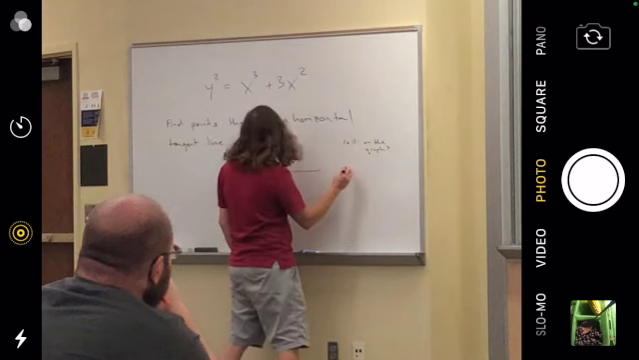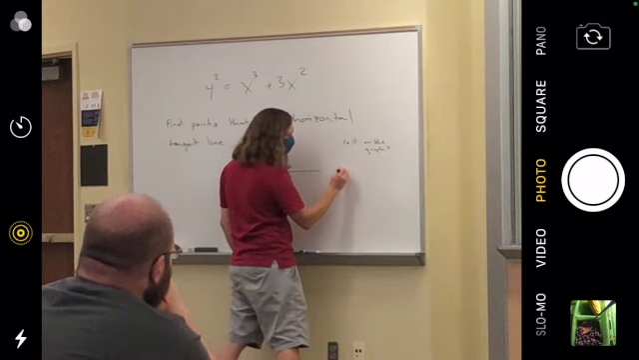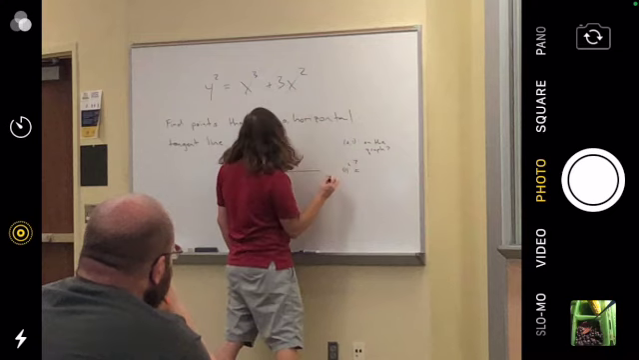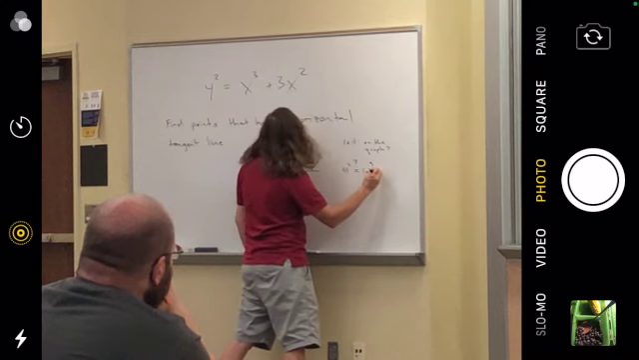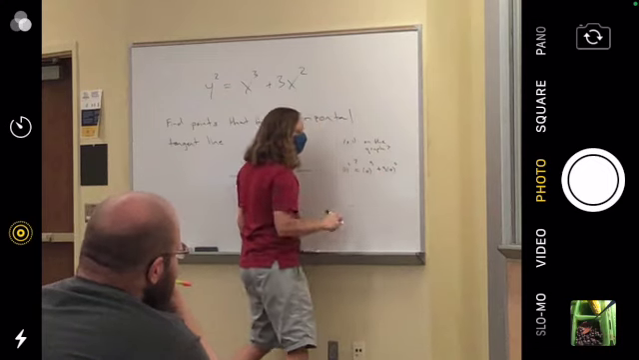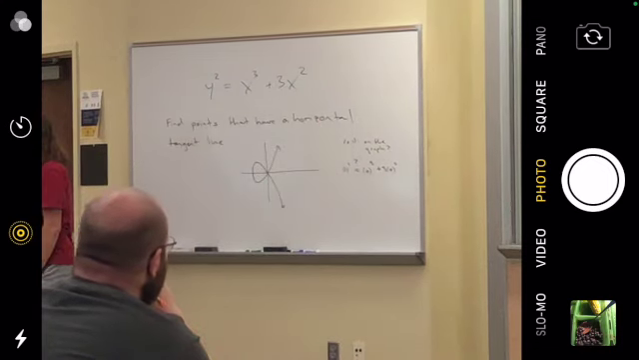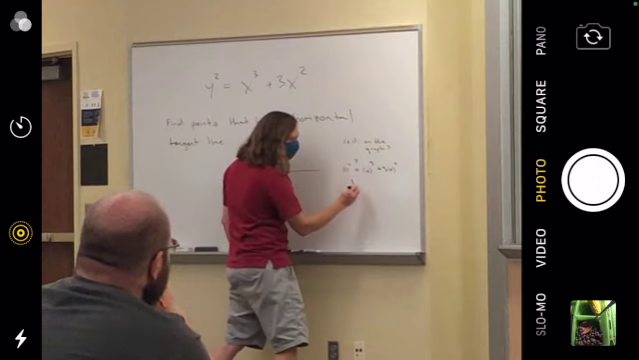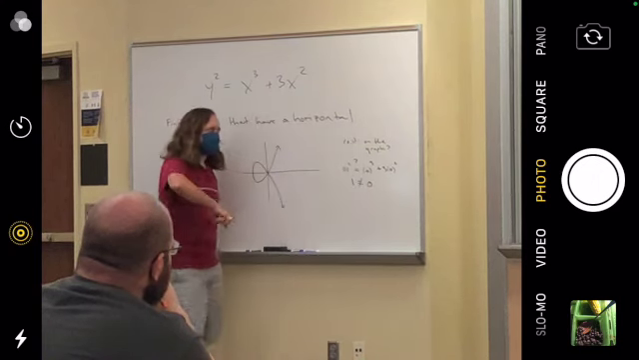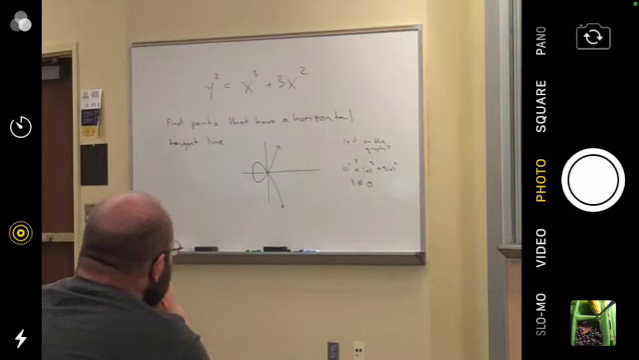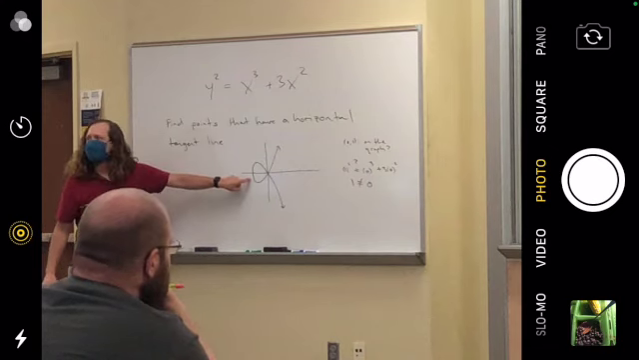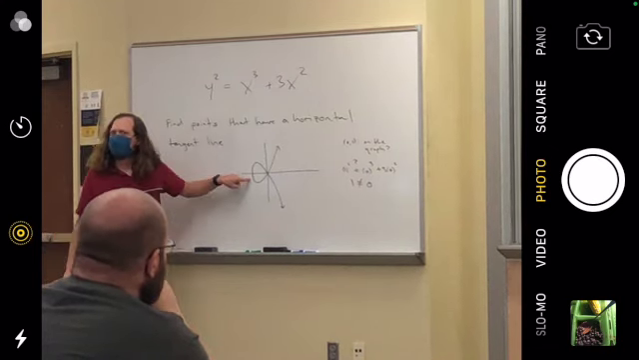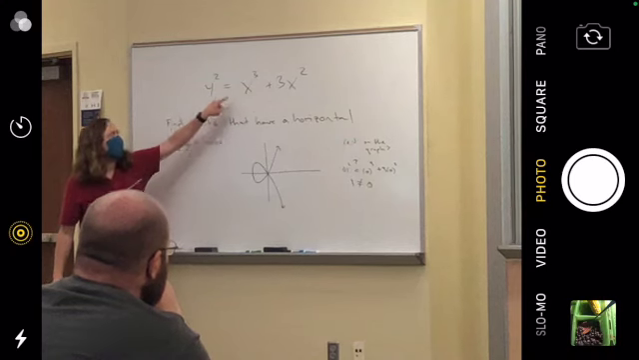So y is equal to 1, so I get 1 squared. Is this equal to 0 cubed plus 3 times 0 squared? No, on the left I get 1, on the right I get 0. These aren't the same thing. So what does that tell me? The point 0, 1 does not satisfy this equation. So when I draw this graph, what does this graph represent? It represents all xy coordinate pairs where this equal sign holds.